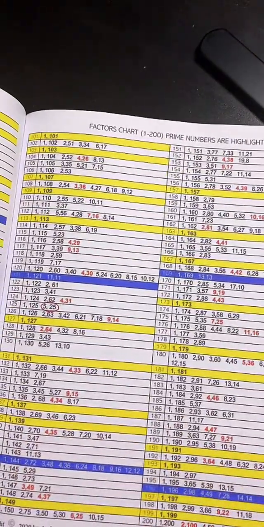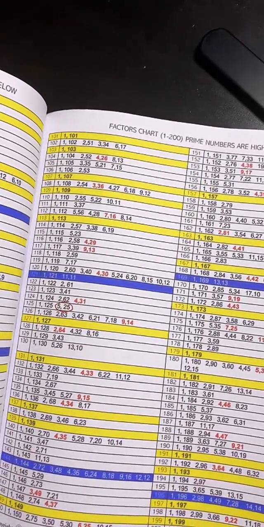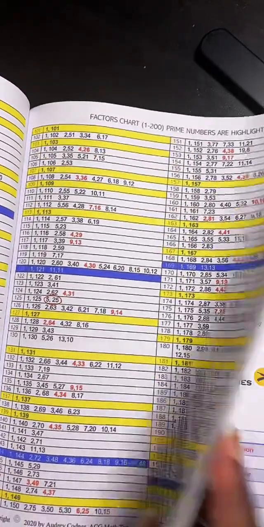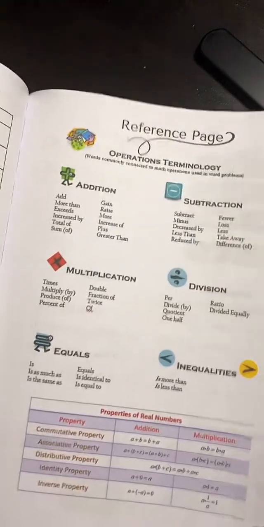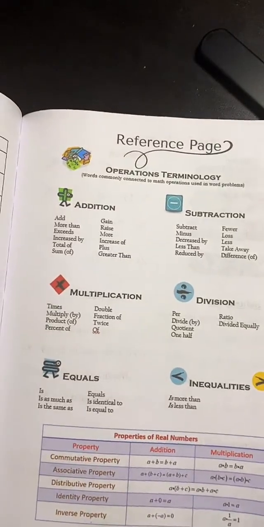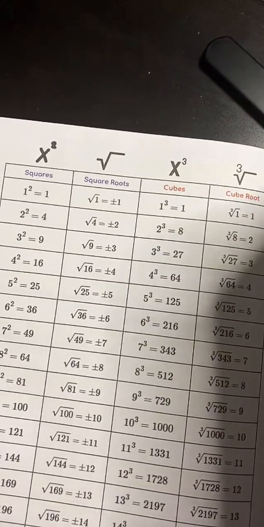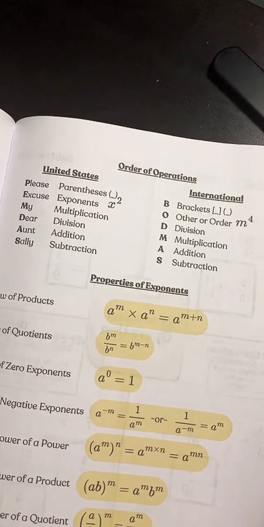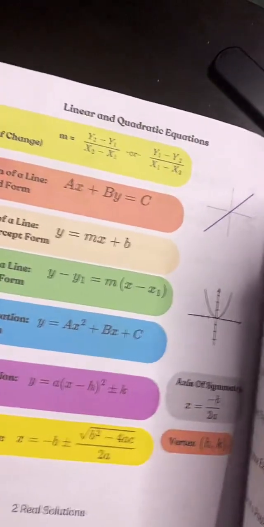So if you have trouble factoring, and don't know what the factors of certain numbers are, to help you find the LCM and the GCF, maybe even breaking down radicals, we have factor sheets from 1 to 200. We have the popular names and words that word problems use and what operation is associated with them. We have the squares, the square roots, the cube, and the cube roots, as well as the rules of integers, inequalities and interval notation, order of operations, power of exponents, anything linear or quadratic we got going on over here.